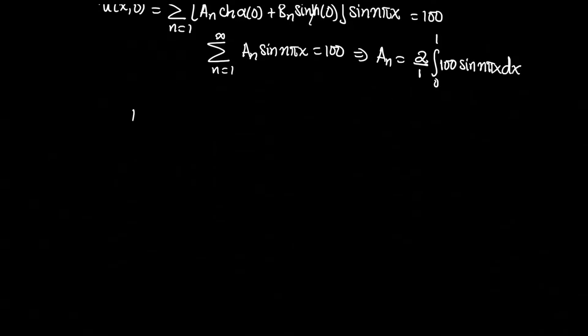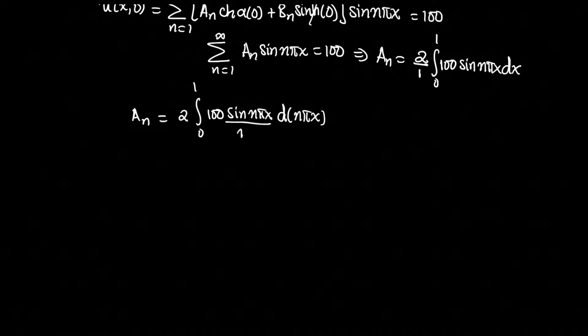Okay, then a_n equals 2, integral 0 to 1, of 100 sine n pi x d(n pi x) over n pi, like that. Then you have 200 over n pi. Then you have this integral here. Sine x dx is just minus cos of n pi x, like that. Then you have from 0 to 1.